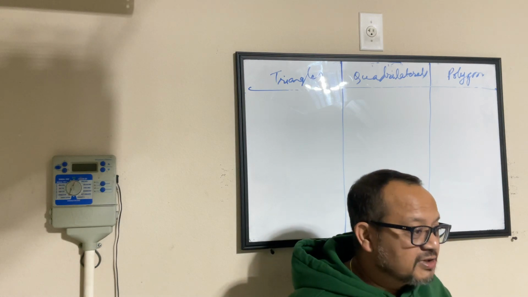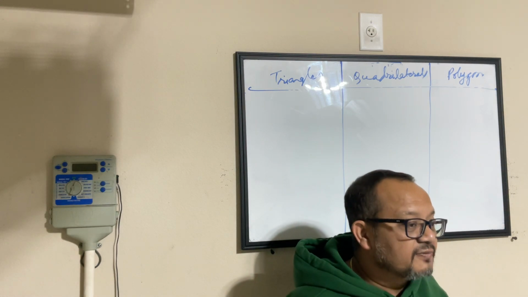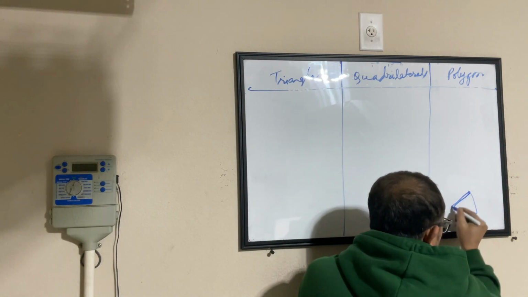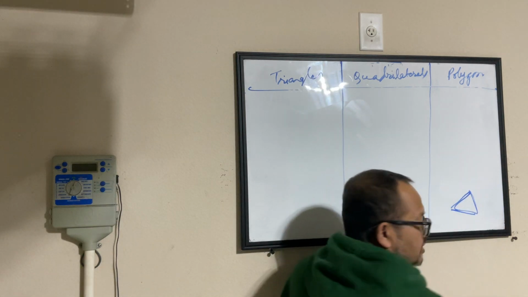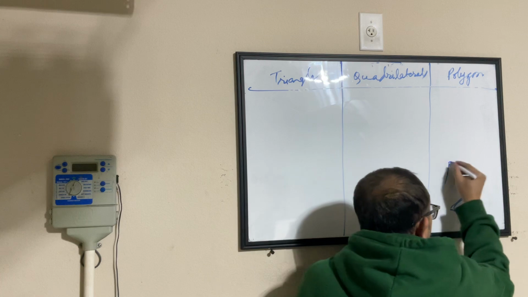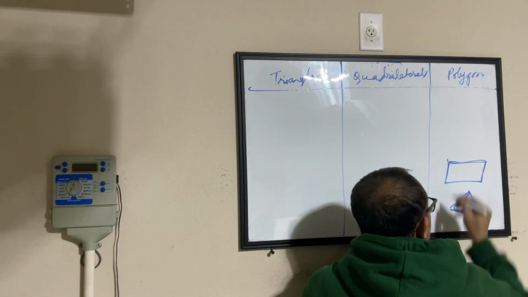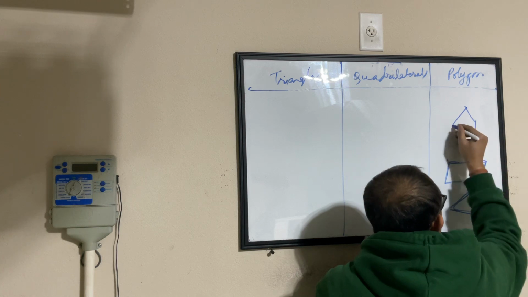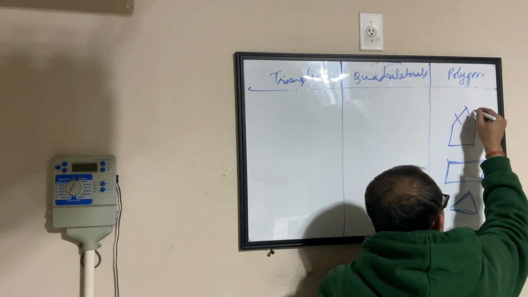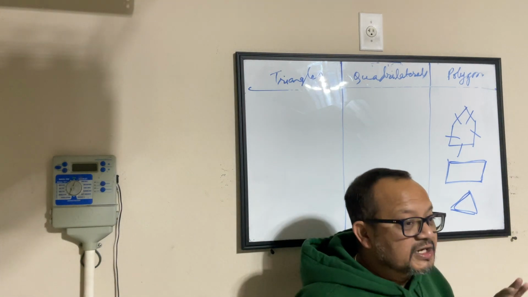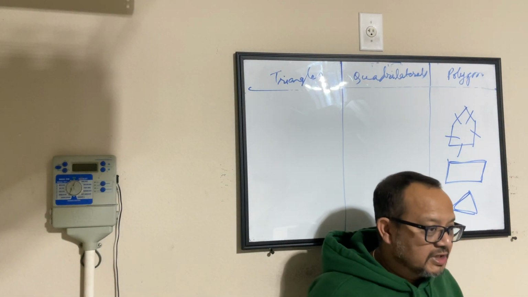perimeter is nothing but, as you guys said, the boundary of all the shapes. If I'm talking about a triangle, I'll look at this boundary plus this boundary plus this boundary. If I'm talking about a rectangle, I'll look at this length, this length, this length, this length. If I'm talking about a pentagon, I will look at this plus this plus this plus this plus this. So that is perimeter. I'm not going into that.